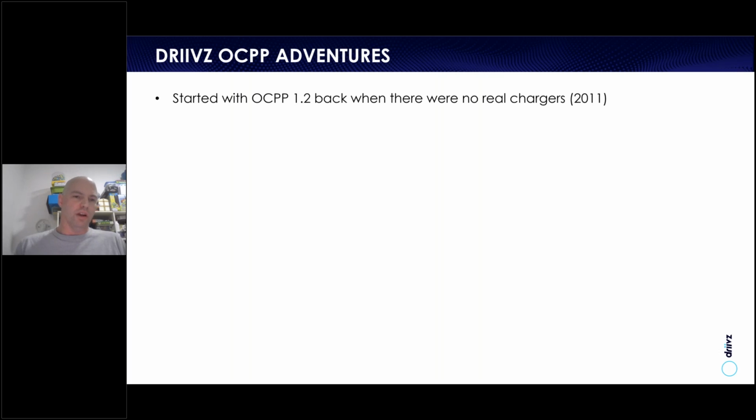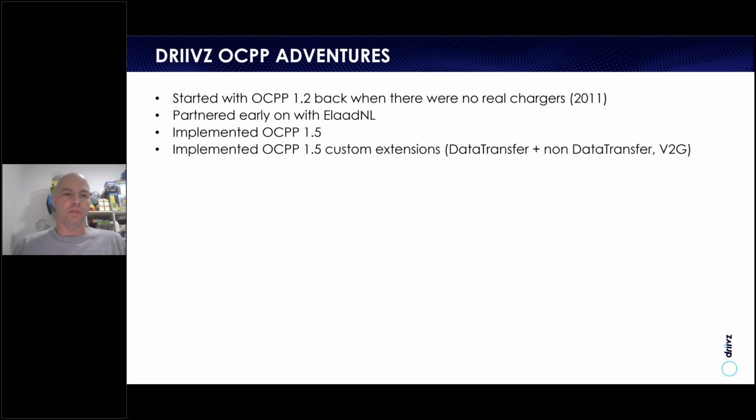So I'll now talk a little bit about our OCPP adventures. We started with OCPP 1.2 back when there was really nothing to work with. There were no real chargers, and the chargers that we had were not working properly, and we had to make do. And then, of course, we partnered very early on with ELAD, which allowed us to upgrade the solution and really make it scalable, coping with thousands of chargers from day one in a single environment. And then, of course, we jumped to OCPP 1.5. We were always early adopters. We were one of the first, and also to test and to integrate with other partners.